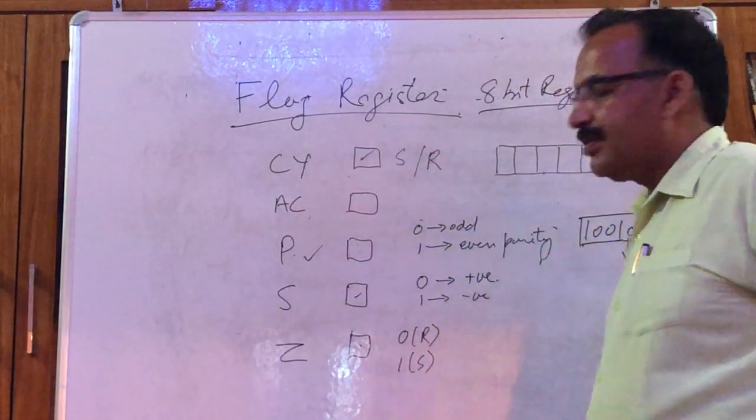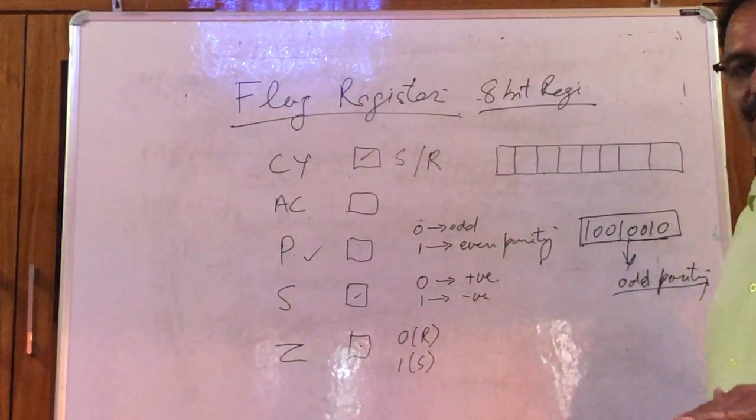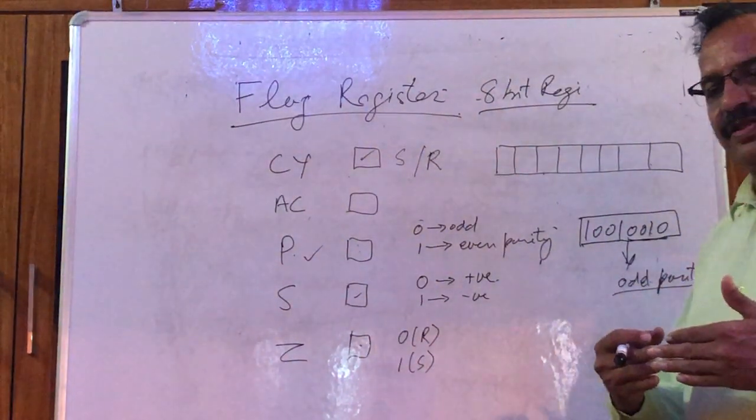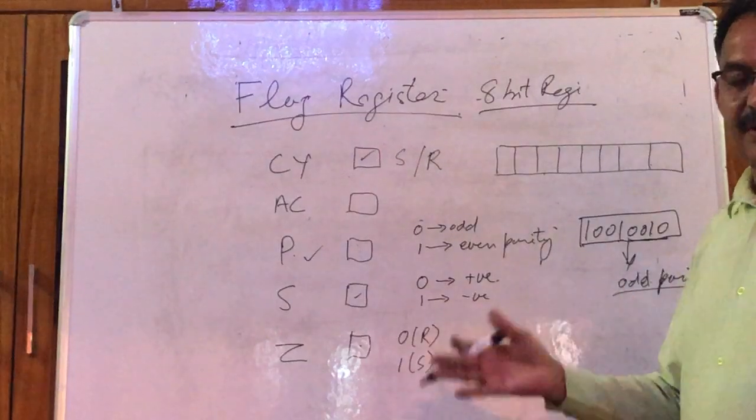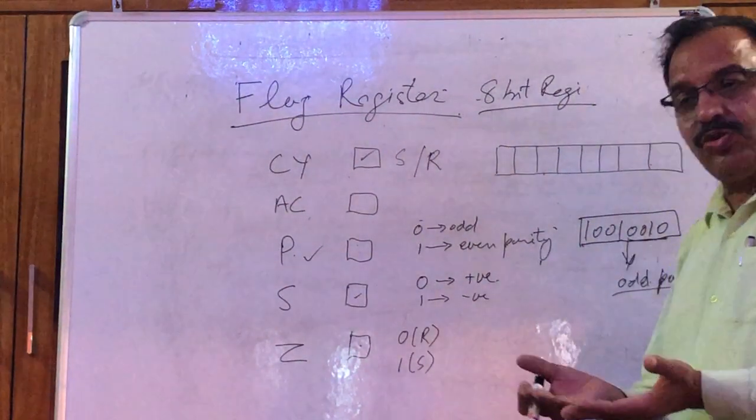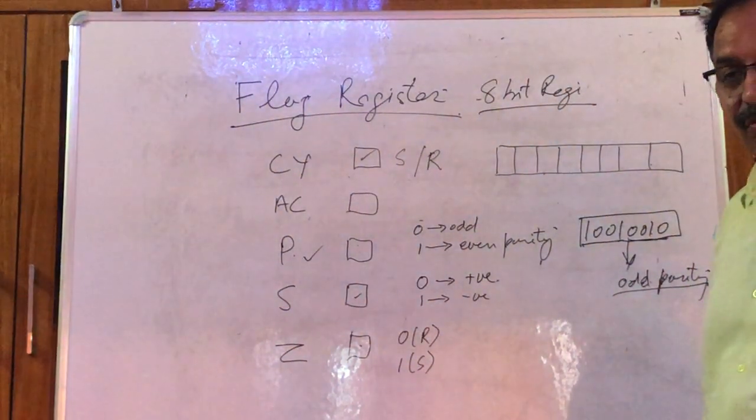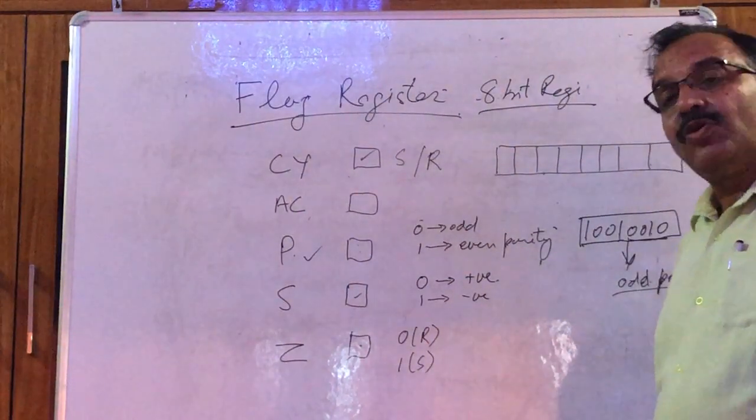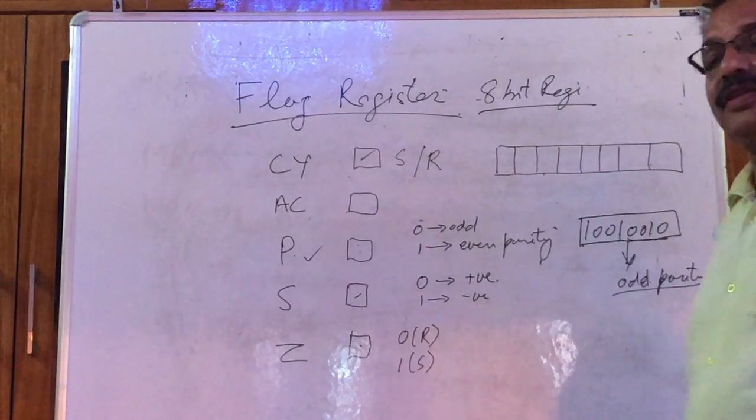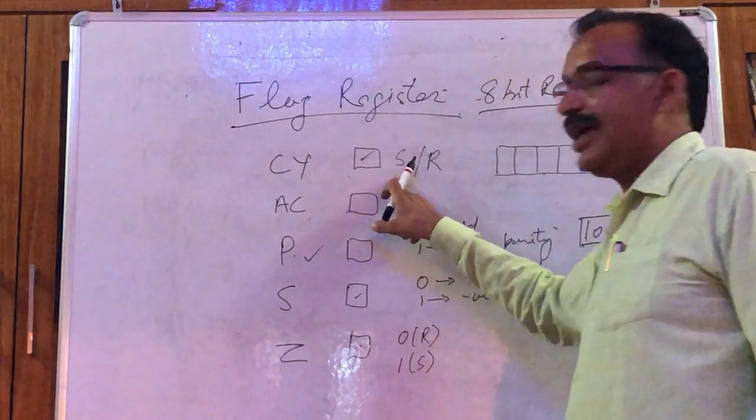Now carry. As we know, what is carry? Whenever we add two numbers, suppose two 8-bit numbers, if the result is more than 8 bits, that means 9 bits, the accumulator can store only 8 bits. Where will the 9th bit go? The 9th bit will be represented. You cannot say it is stored there. It is represented by setting this carry flag.